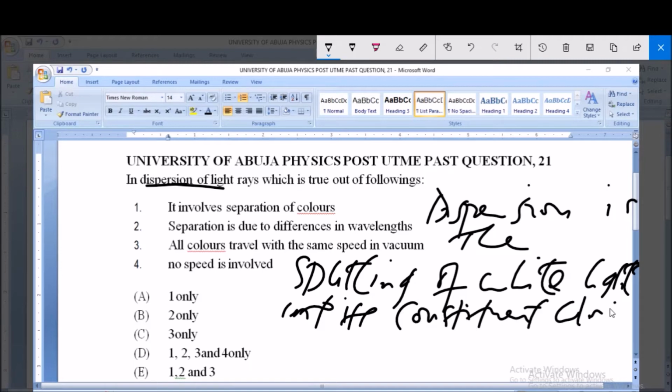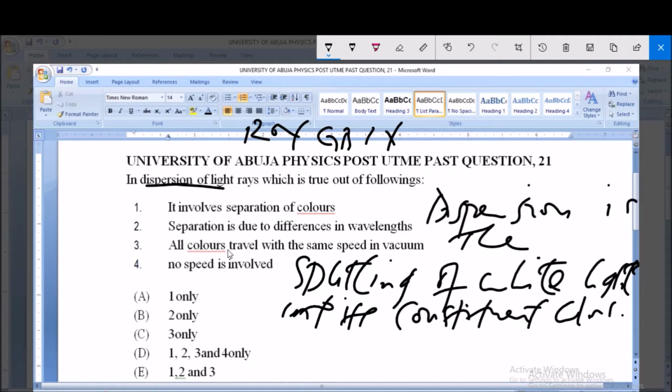And we have that the colors are given in this format, where R stands for red, O orange, Y yellow, G green, B blue, I indigo, and V violet. Now dispersion is simply the splitting of white light into its constituent colors.